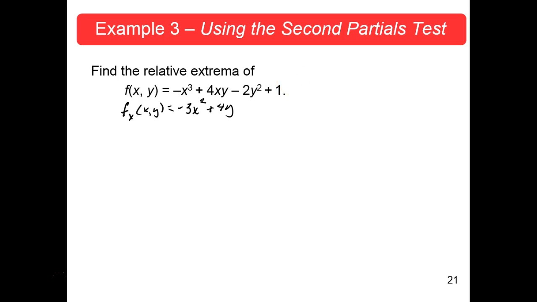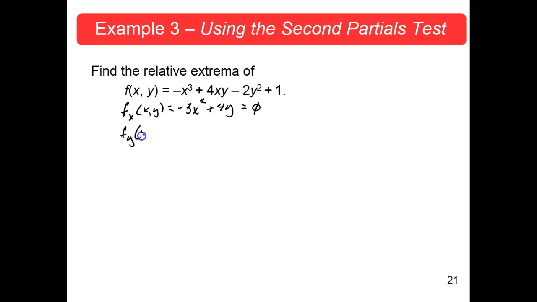Now, we want to know where that partial is equal to 0. Well, that's going to be anywhere on a parabola-like shape in the xy plane, which is opening downwards in the x. So we'll come back to that. But what we must consider is what?